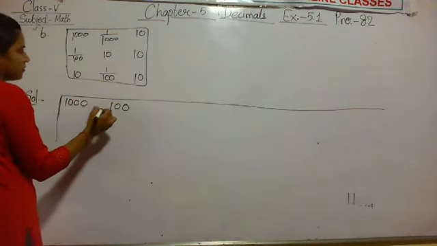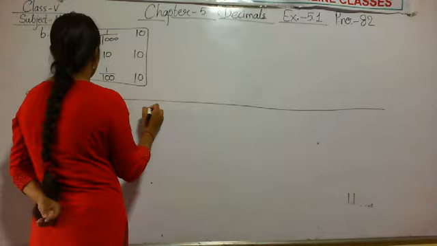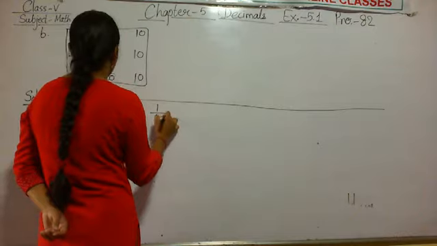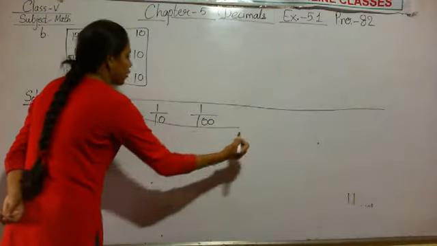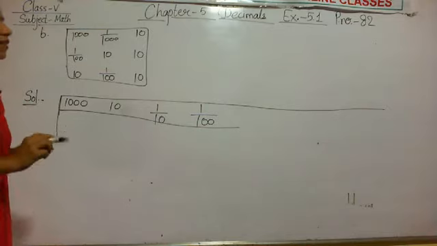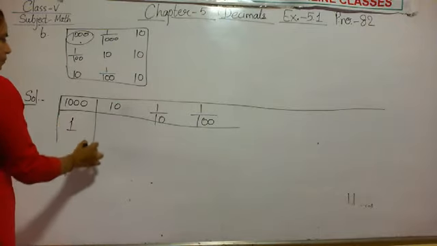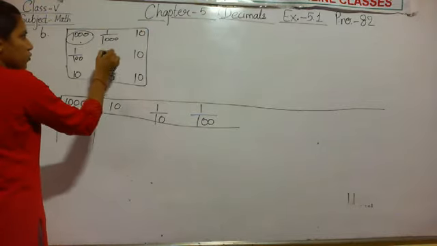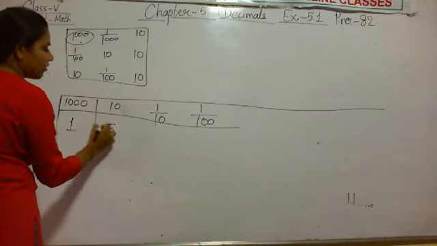Then 100, there is no place for 100. Then 10, 1/10 and 1/100. Now count the number of 1000. How many 1000 is given in the square box? Only one, this one. So 1000 is given. How many 10 is given in the square box? Let us count: 1, 2, 3, 4, 5. 5 tens are given, so write 5.